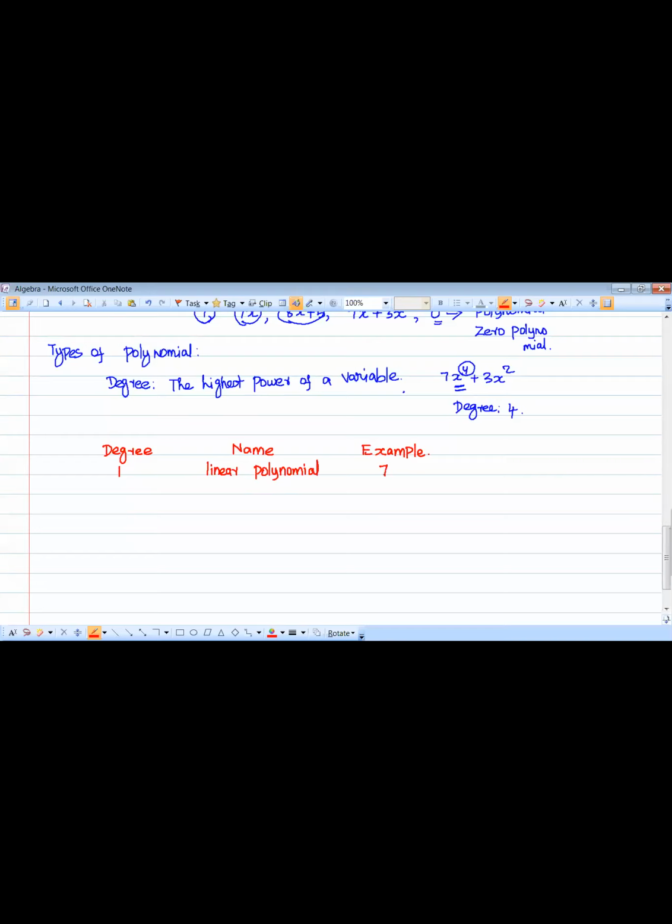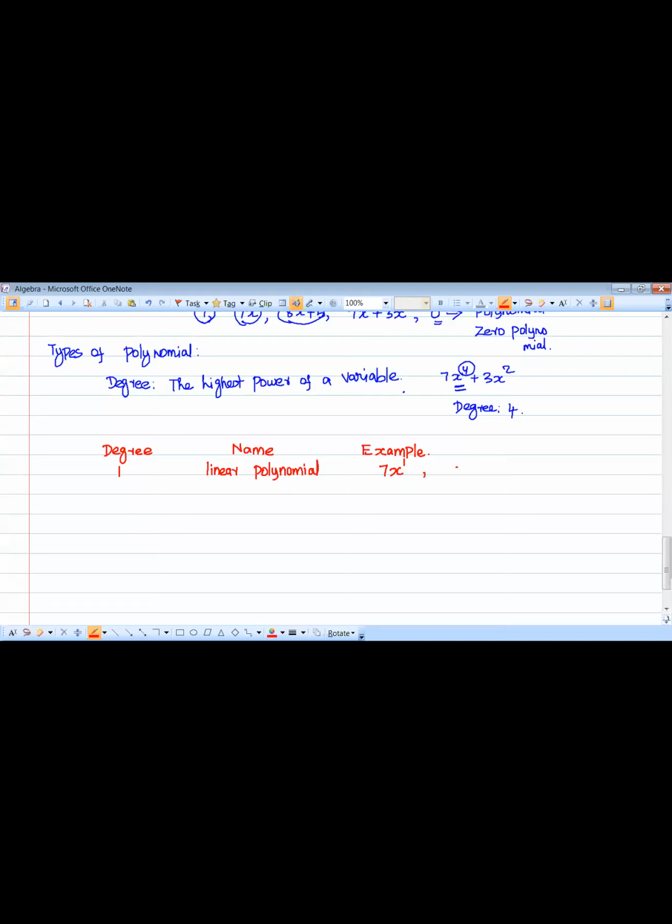Example, 7x. What is the power of this 7x? x power 1. So then we can say it is a linear polynomial. Got the point?